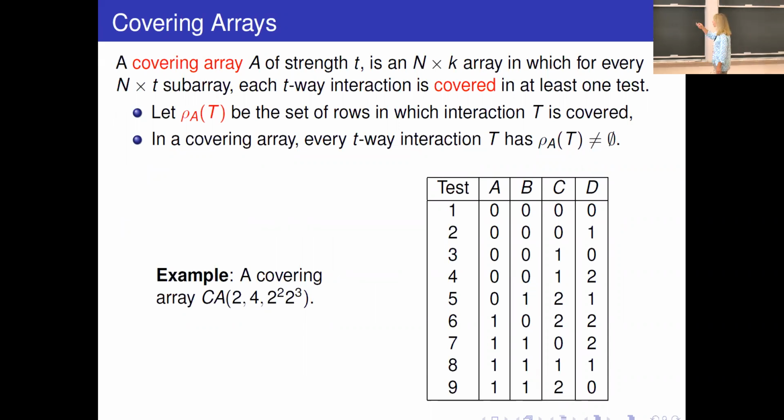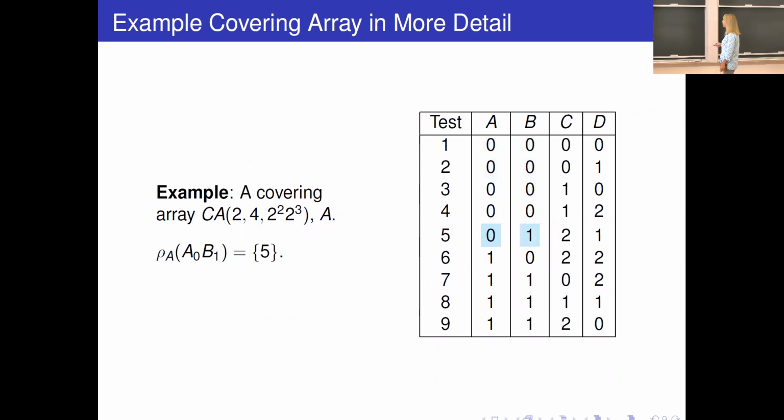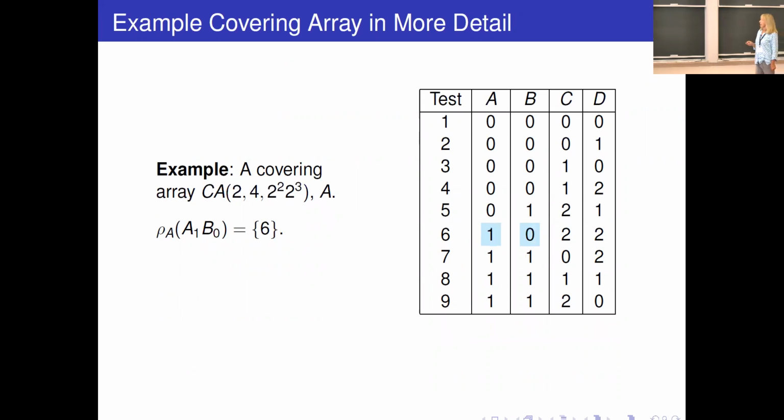So here's a little covering array, and actually what I'd like to just point out is this notation rho of A. So A here is the covering array in question, and T here is the interaction. And so rho is just which rows is this interaction covered in? And so, for example, here, the interaction when A is set to zero, B is set to zero, happens to be the first four rows. Here, when B is one, it's only in row five. And here, A is one, B is zero, is only in row six. And I think you know how these work.